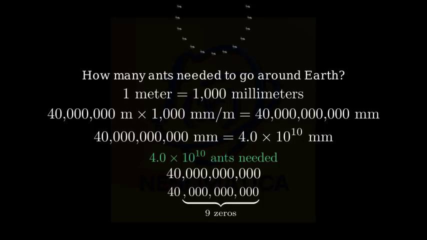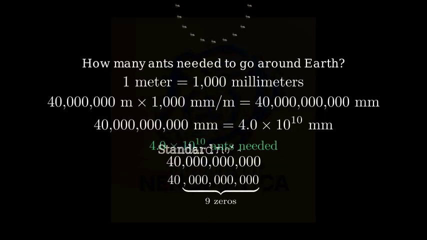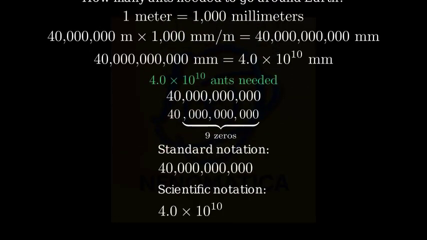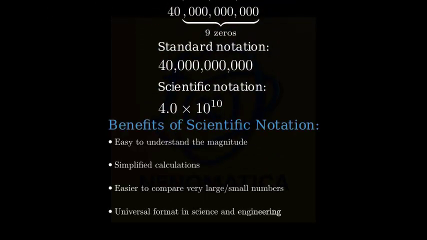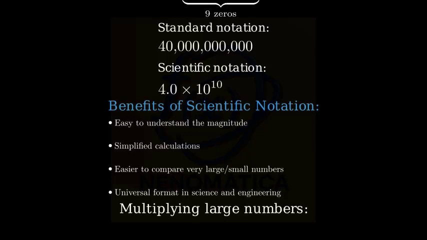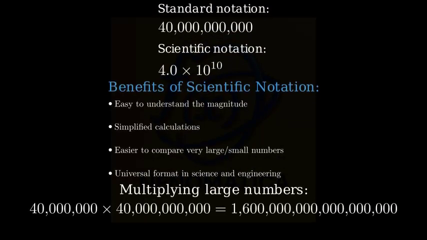In practical situations, we encounter very large numbers like these, and even larger ones. If we write these numbers in standard form, it becomes difficult to quickly understand their magnitude or perform calculations with them. With scientific notation, we can easily compare and calculate with very large or very small numbers. Let's see how much easier calculations become when using scientific notation. If we want to multiply the Earth's circumference by the number of ants, using standard notation would be quite cumbersome. But with scientific notation, it's much simpler.